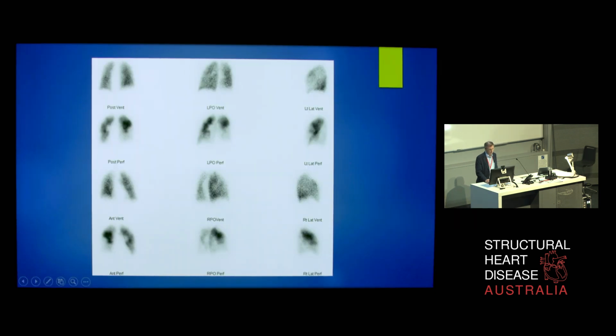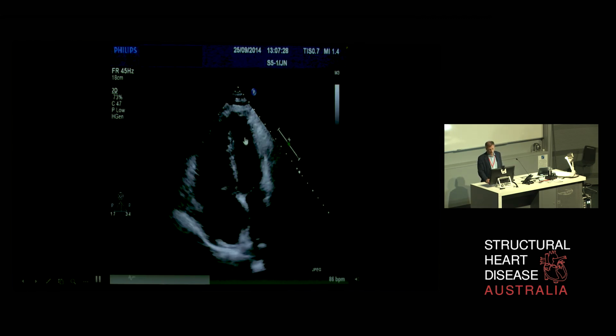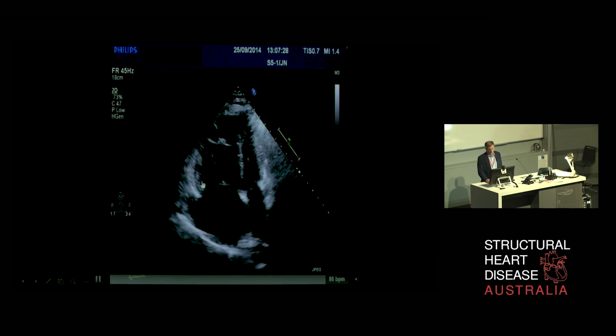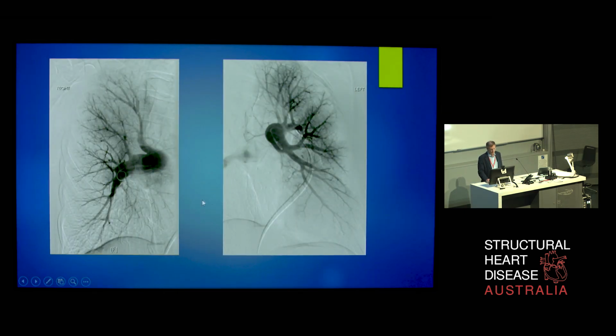And there's her VQ scan, and you can see in the perfusion scan lots of holes there that are unmatched in the ventilation scan. And here's her preoperative echo, and you can see this left ventricle is just compressed by this very large, dilated, adversely remodeled right ventricle and the very dilated right atrium. And here's the pulmonary angiogram, and you can see that the amount of perfusion in the bases is less than in the upper lobes, and you can see this lower lobe tapers way too fast, and you can see that there as well in the left side.